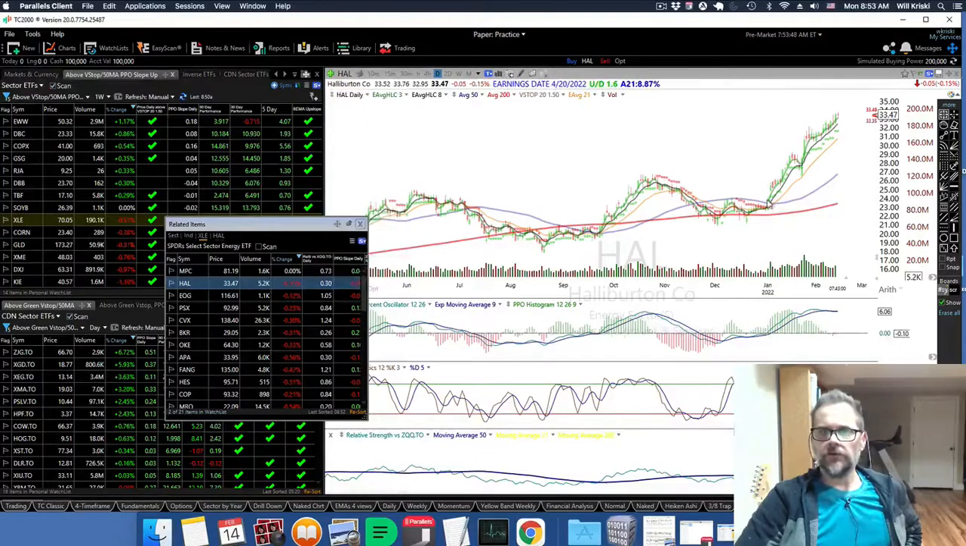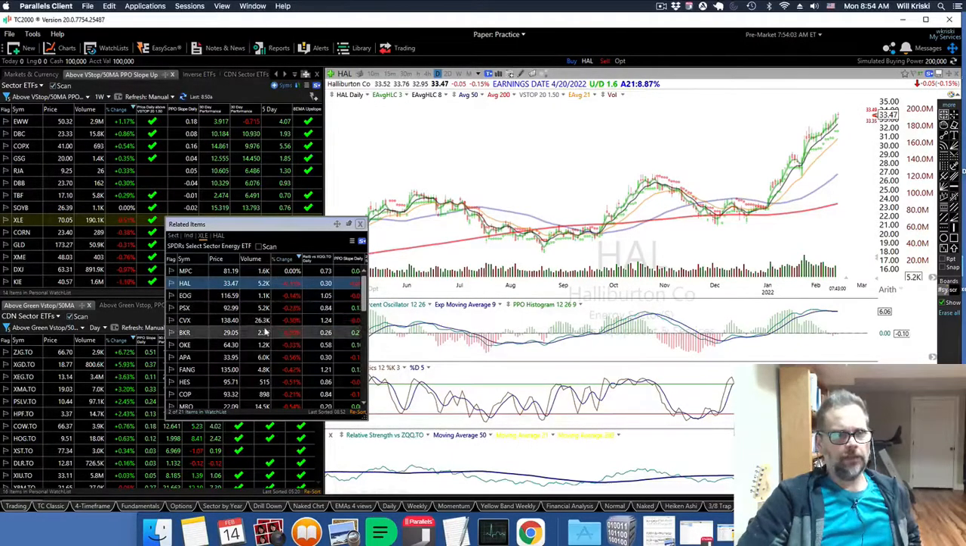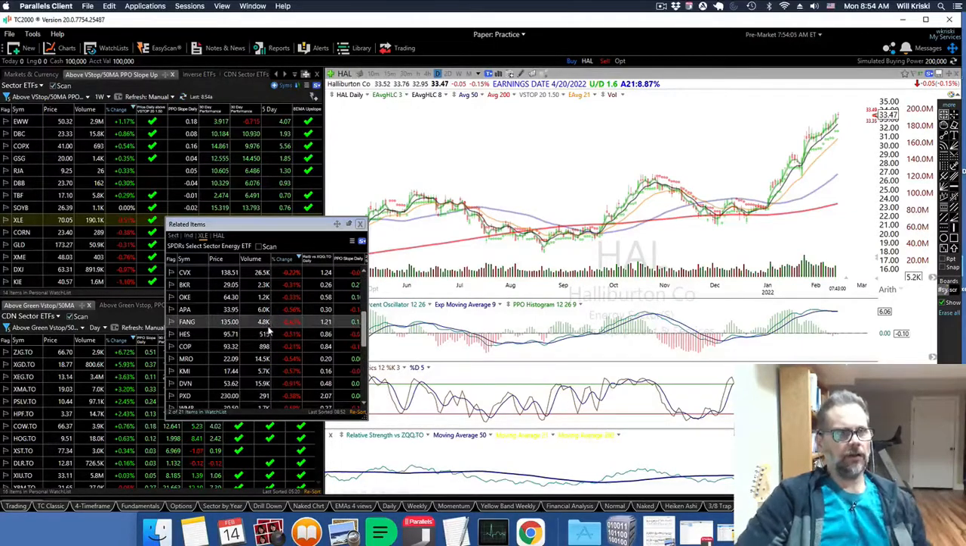So try to figure out how to get into those spots in the future instead of trying to get way up here. So I'm tempted, obviously with energy, to get in, but because of the extension of this, it's probably not a great idea. But you never know, because these things can go on a lot longer than you think.